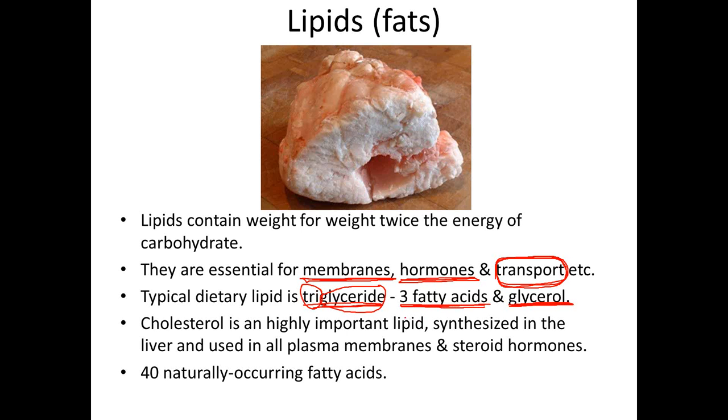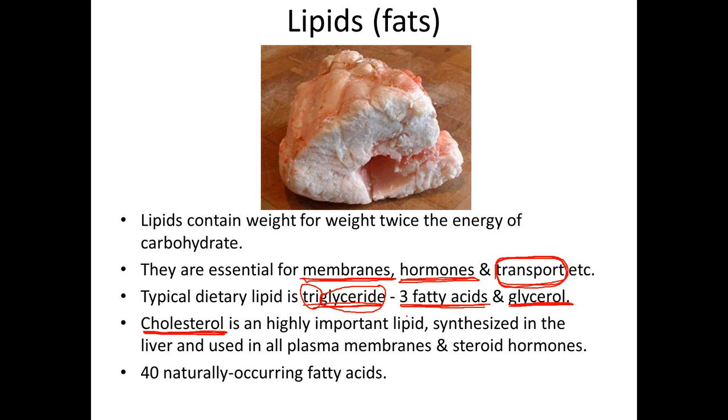Now, another lipid that we're all aware of is cholesterol. Cholesterol is incredibly important, and it is actually manufactured in the body. So one of the things that we need to consider in our diets is whether or not we need to eat a lot of cholesterol, because we can actually make it already. It's made in the liver, and it's used in all of our cell membranes and in the production of steroid hormones, as I said earlier.